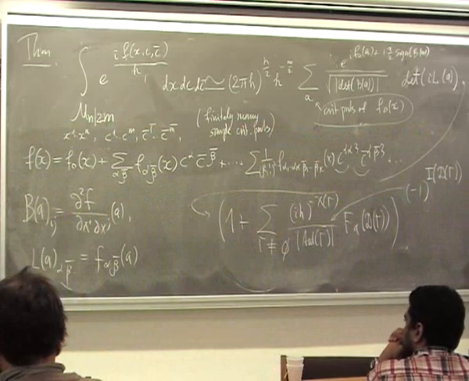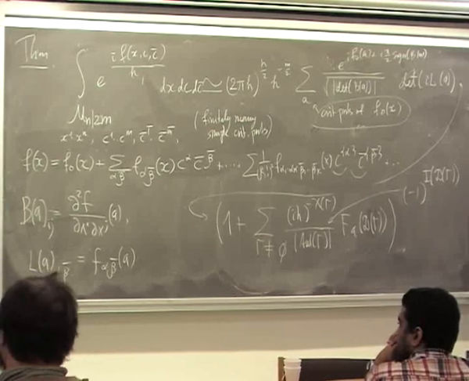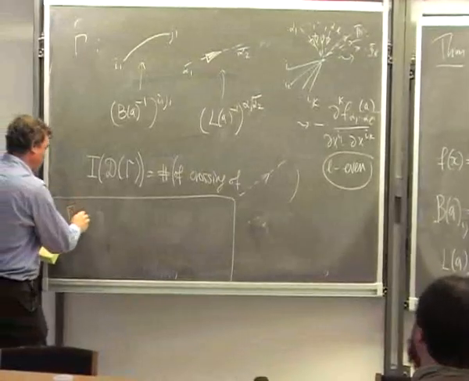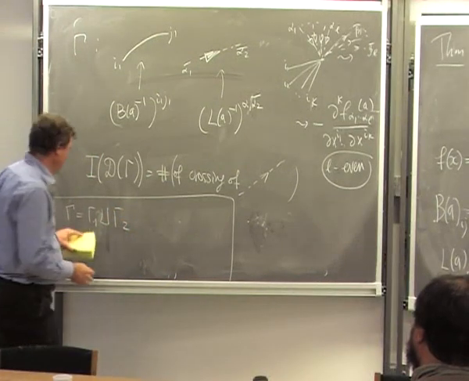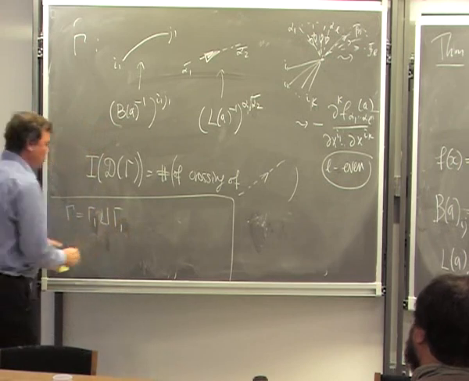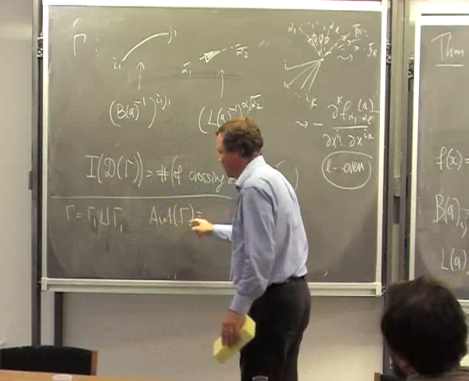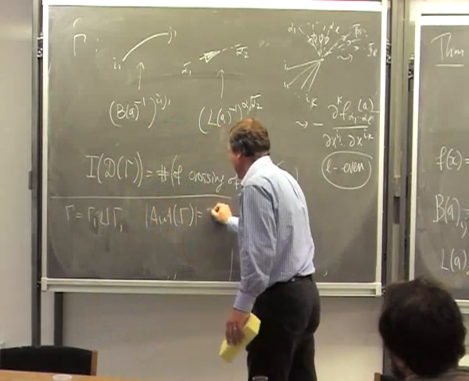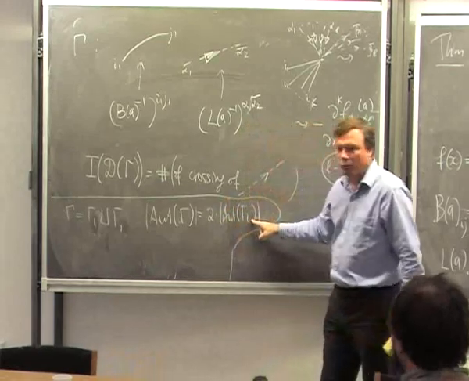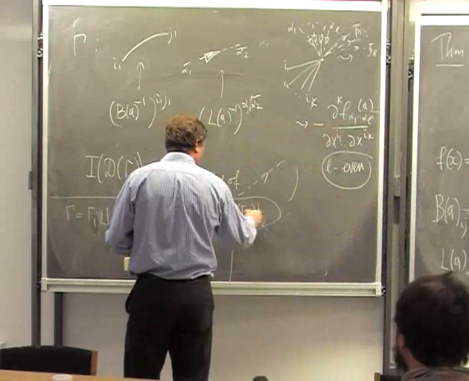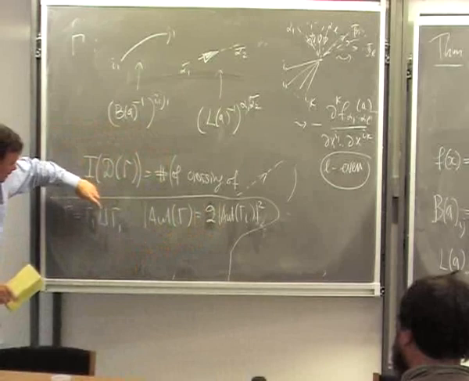Okay. So now let's look at the following. Suppose that gamma is a disjoint union of gamma 1 with gamma 1, for some different graph gamma 1. Then the number of elements in the automorphism group of gamma will be equal to twice the square of the number of elements in the automorphism group of gamma 1, because you can permute them and you can do the automorphisms inside.